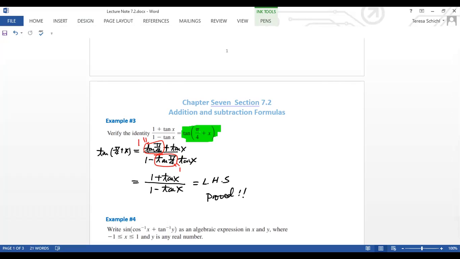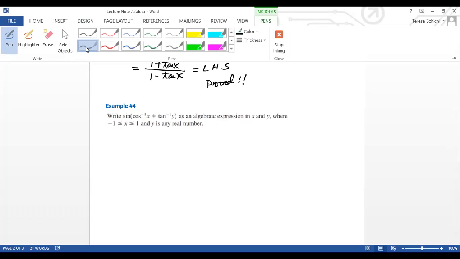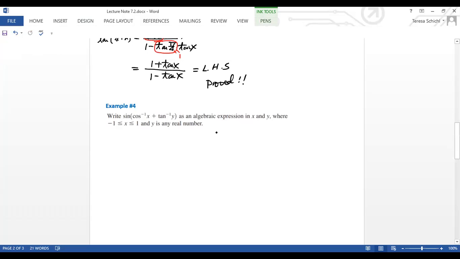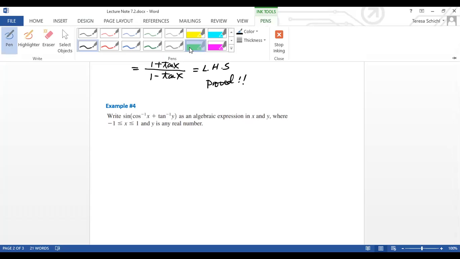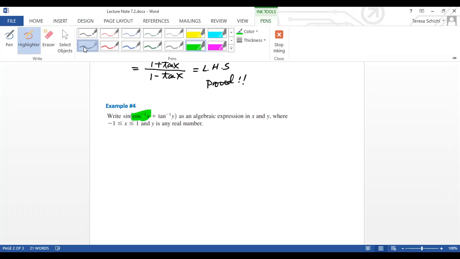Now this will become a little bit harder, so let's take a look at example number 4. They said write the sine of arccosine x plus arctangent y as an algebraic expression of x and y. So let's take a look at this one first, arccosine x. Remember we did it in the previous section.